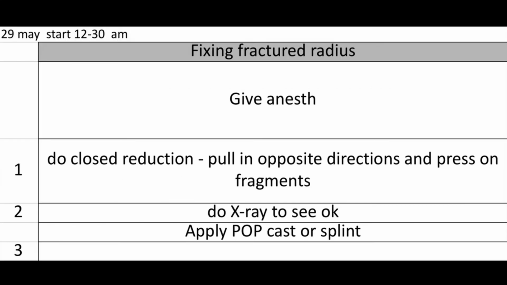Surgical report for fixing fractured radius, we will first give anesthesia to the patient, and then we will do closed reduction, which is by pulling in opposite directions and pressing on fragments, and then we will do x-ray to see if the radius is already okay, and then we will apply plaster cast or splint.